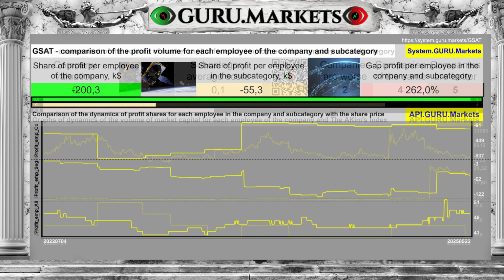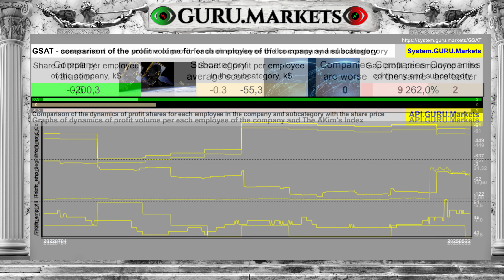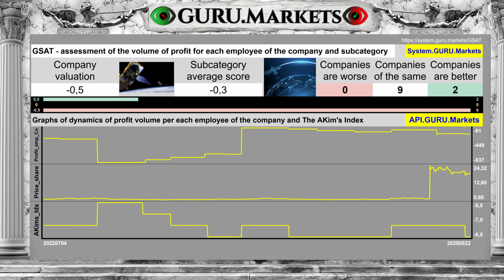The amount of profit per individual employee is -$200,300, with an average for the subcategory of -$55,300. And the difference between the average in the subcategory and the company's indicators is 262%. Evaluation of profit per employee in comparison with the indicators of companies in the subcategory, passable, -0.5 points.